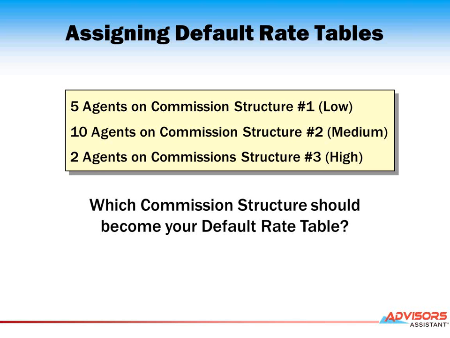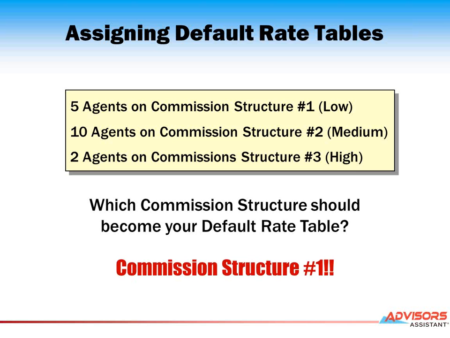Now, there really isn't a wrong answer here because you can set up your Advisor's Assistant any way that you wish. But if I were setting up Advisor's Assistant, I would use commission structure number 1 as the default rate table. And here's why. It does mean that if I use number 1, I would have a little bit more work because I would be setting up 12 custom tables because the default would only handle 5 agents. But it would save me more money in the long run. And here's my thinking behind using number 1.